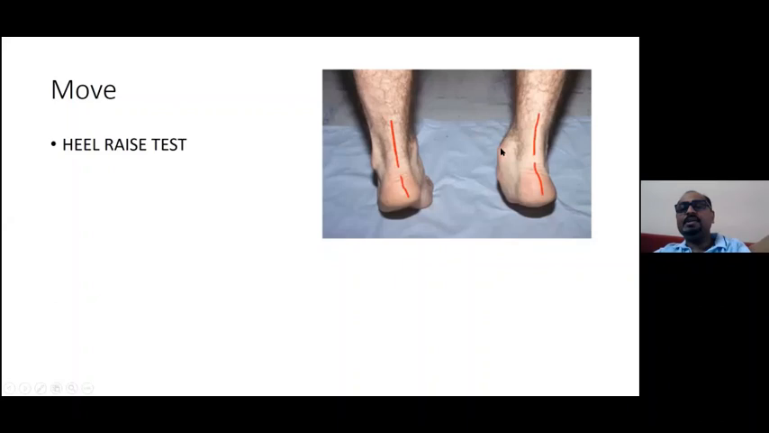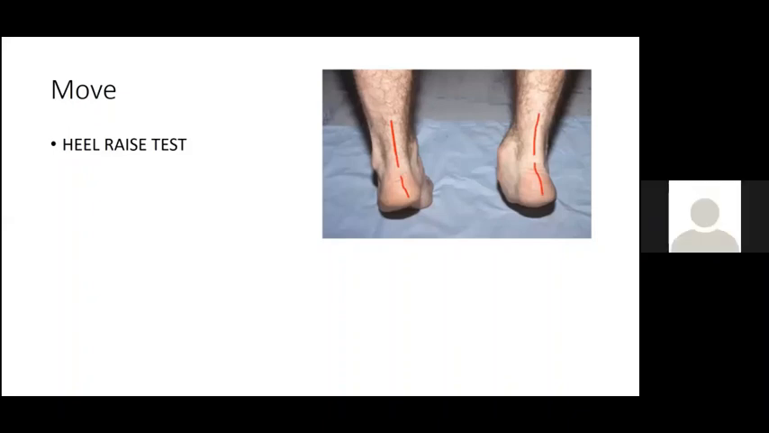Patient has got a dysfunction of tib post, and the heel is not going into varus. He can do a heel raise test, but the heel is not going to varus. Now, if you ask the patient for a single heel raise test on the affected limb, the patient cannot raise the heel. So tibialis posterior function is to raise the heel and bring the heel into varus.